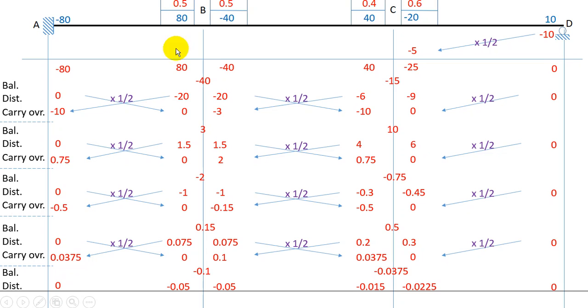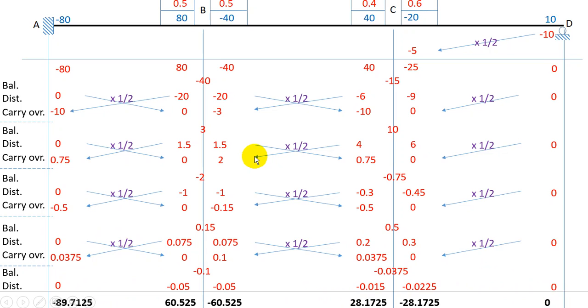So starting from 80, 80 minus 20, 0, 1.5, 0, minus 1, 0, 0.075, 0, and minus 0.05. If I sum it up, these are the values that I get: minus 89.7125, 60.525, minus 60.525, plus 28.1725, minus 28.1725, and 0 here. So these are my final moments.